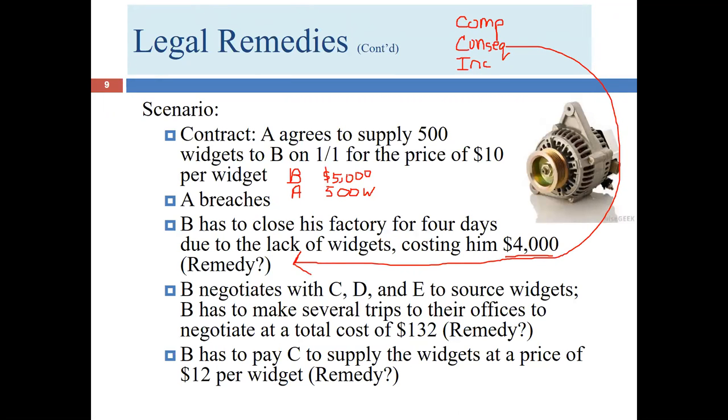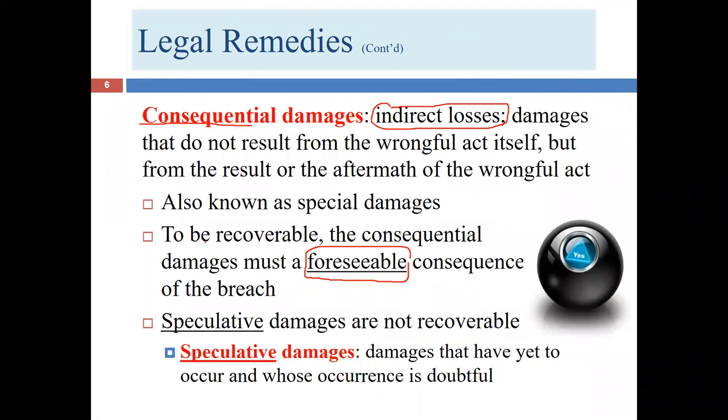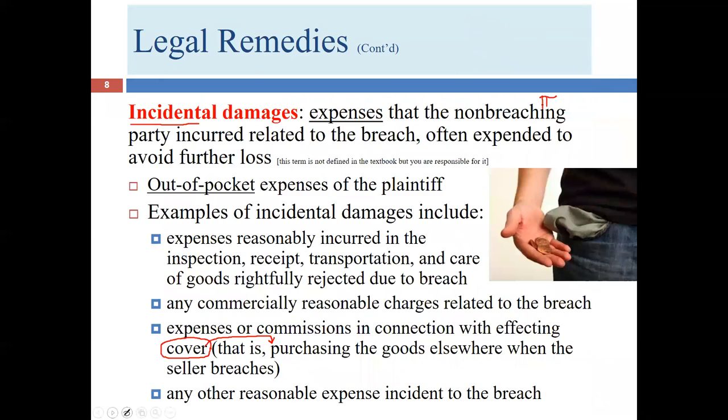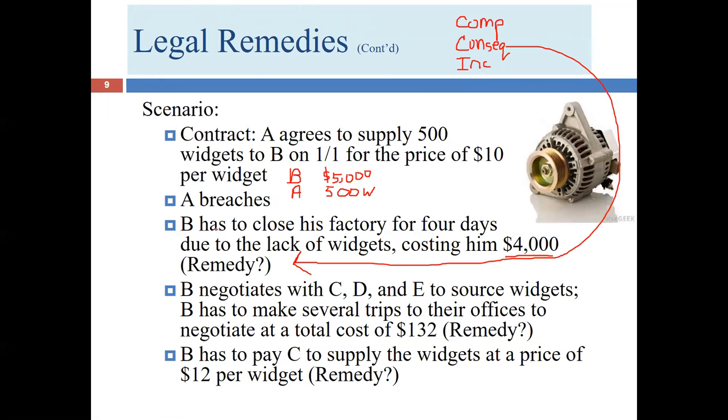Let's go back and look at our definition to see how that plays out. Indirect losses, damages that do not result from the wrongful act itself, but from the result or the aftermath of the wrongful act. Was it inevitable that when A breaches that B was going to have to close his factory? Not necessarily. Maybe B had an inventory of 30 days back supply of widgets, or maybe B could run other items throughout his factory that don't require those widgets. Maybe he has several product lines and only some require widgets. It wasn't inevitable that he was going to have to close his factory as a result of A breaching.